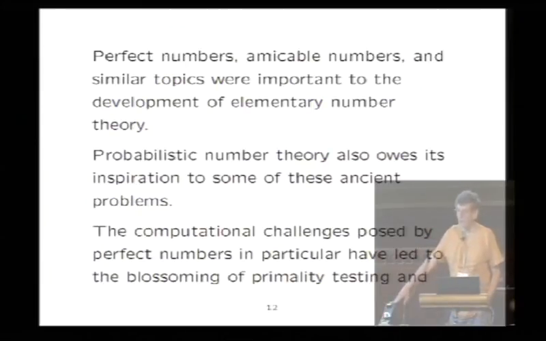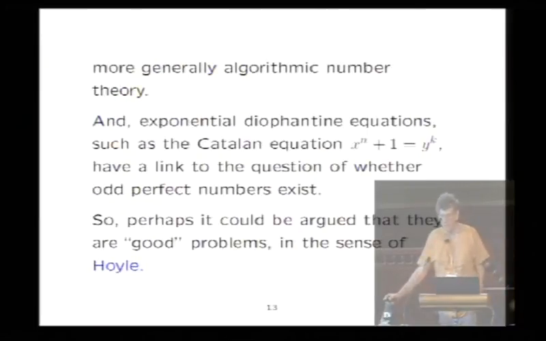First of all, they were of interest to lots of people, and studying them helped us develop all of elementary number theory, and from elementary number theory we developed the rest of number theory, and also you can argue that from elementary number theory came algebra. We'll see in this talk that probabilistic number theory owes its inspiration to some of these problems. The computational challenges posed, say, by perfect numbers, by finding examples of even perfect numbers or testing primality of numbers that are 1 less than a power of 2, helped develop algorithmic number theory, which has become a very important subject.